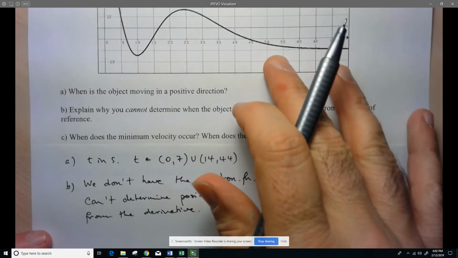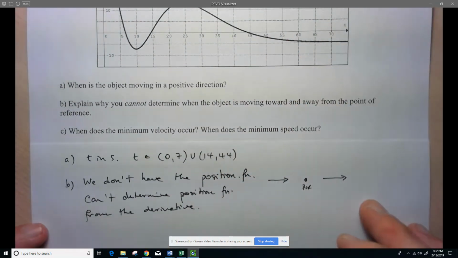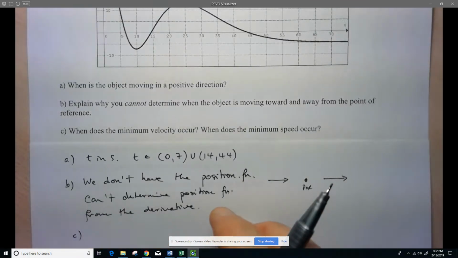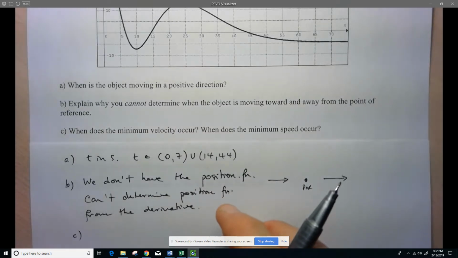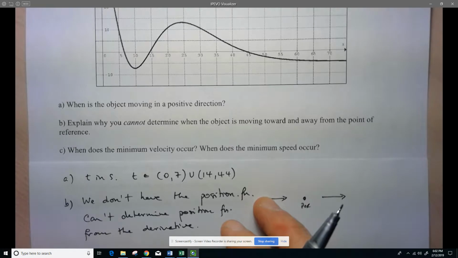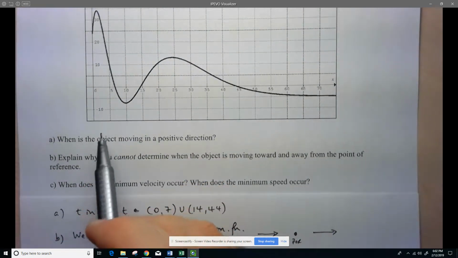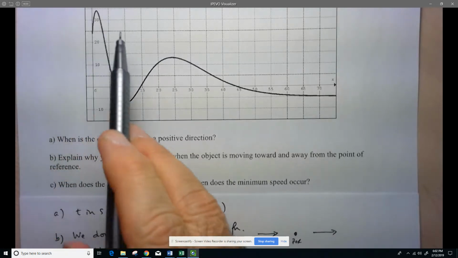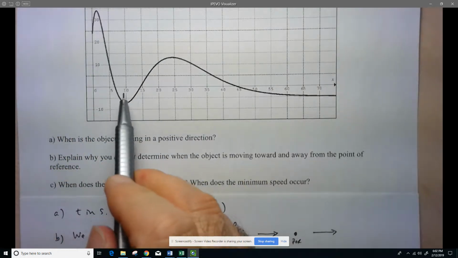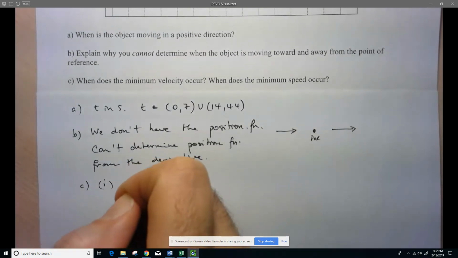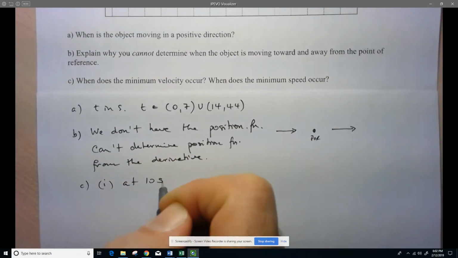All right, so let's go to C. It says, when does the minimum velocity occur? When does the minimum speed occur? Here we remember that there's a difference between speed and velocity. Speed is the absolute value of the velocity. So if I'm looking for the minimum velocity, I just have to look for the absolute minimum y value on this velocity curve, which seems to occur at 10 seconds. So we can say here, part 1, at 10 seconds, that's the minimum velocity.